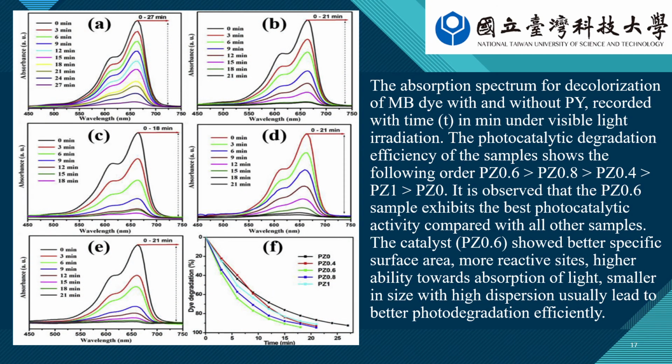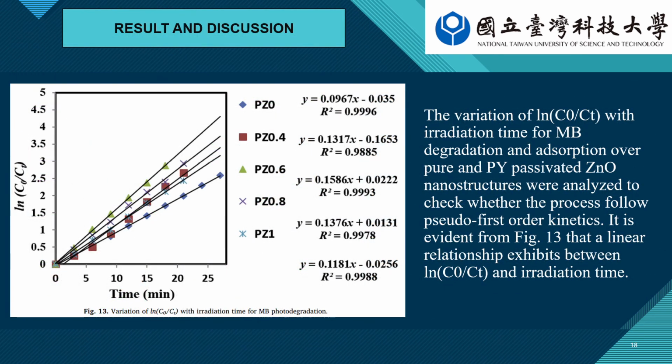This is the photocatalyst PZ 0.6, which shows better specific surface area, more reactive sites, and higher ability towards absorption of light. Smaller size with high dispersion usually leads to better photodegradation efficiency. And it is such a feature that a linear relationship exhibits between ln(C0/Ct) and irradiation time.